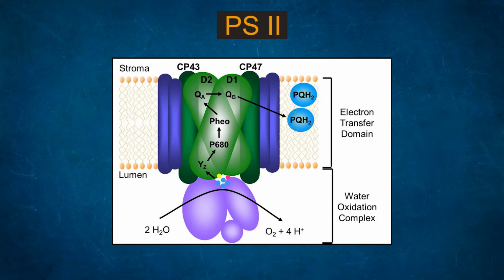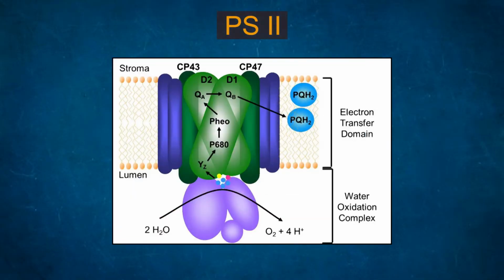Then the QB, that is the quinone molecule, accepts 2 protons from the stroma and becomes reduced to plastohydroquinone, that is PQH2. This is how the electron gets transferred from chlorophyll a molecule to PQH2. Now, since the chlorophyll a molecules at the reaction center are deficient of electrons, they will try to gain electrons from some other source. So, who is the source?